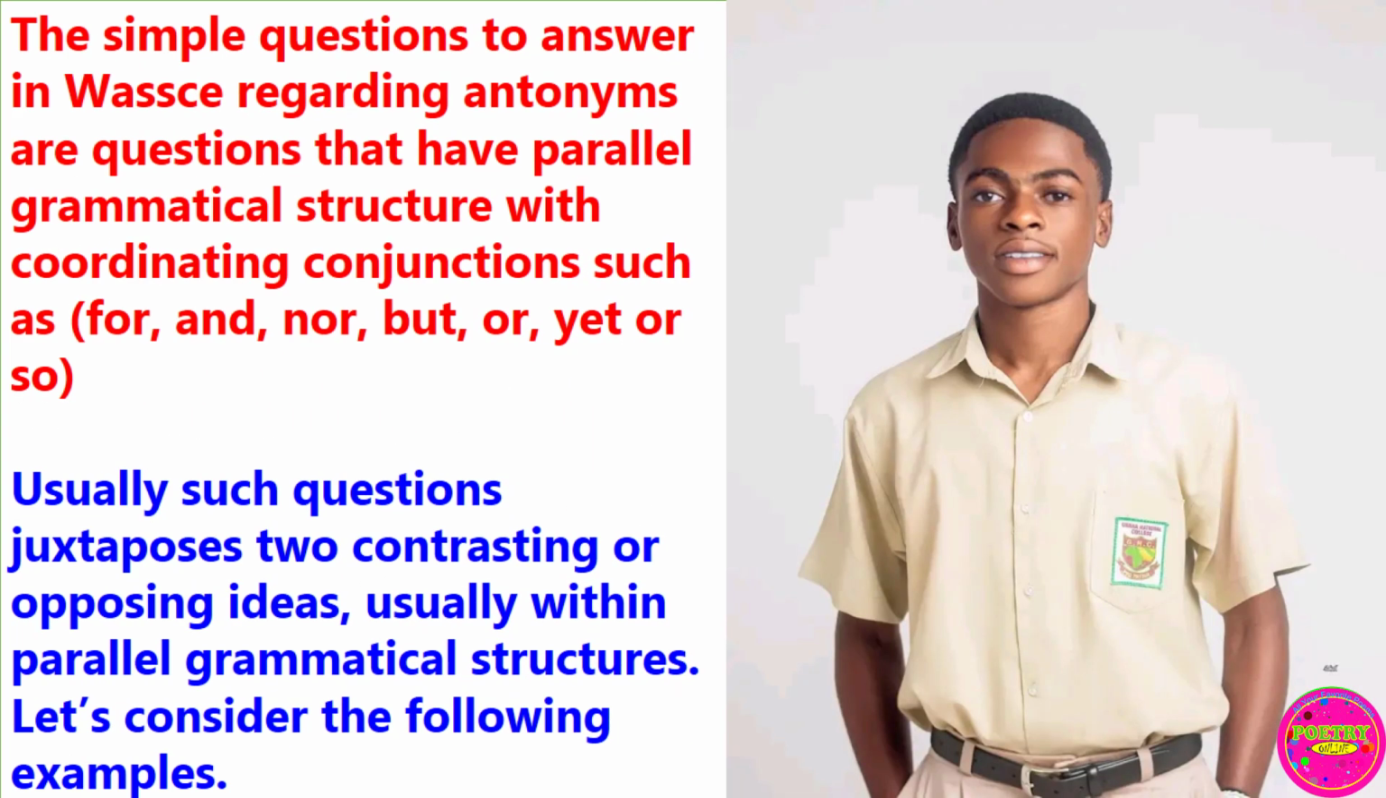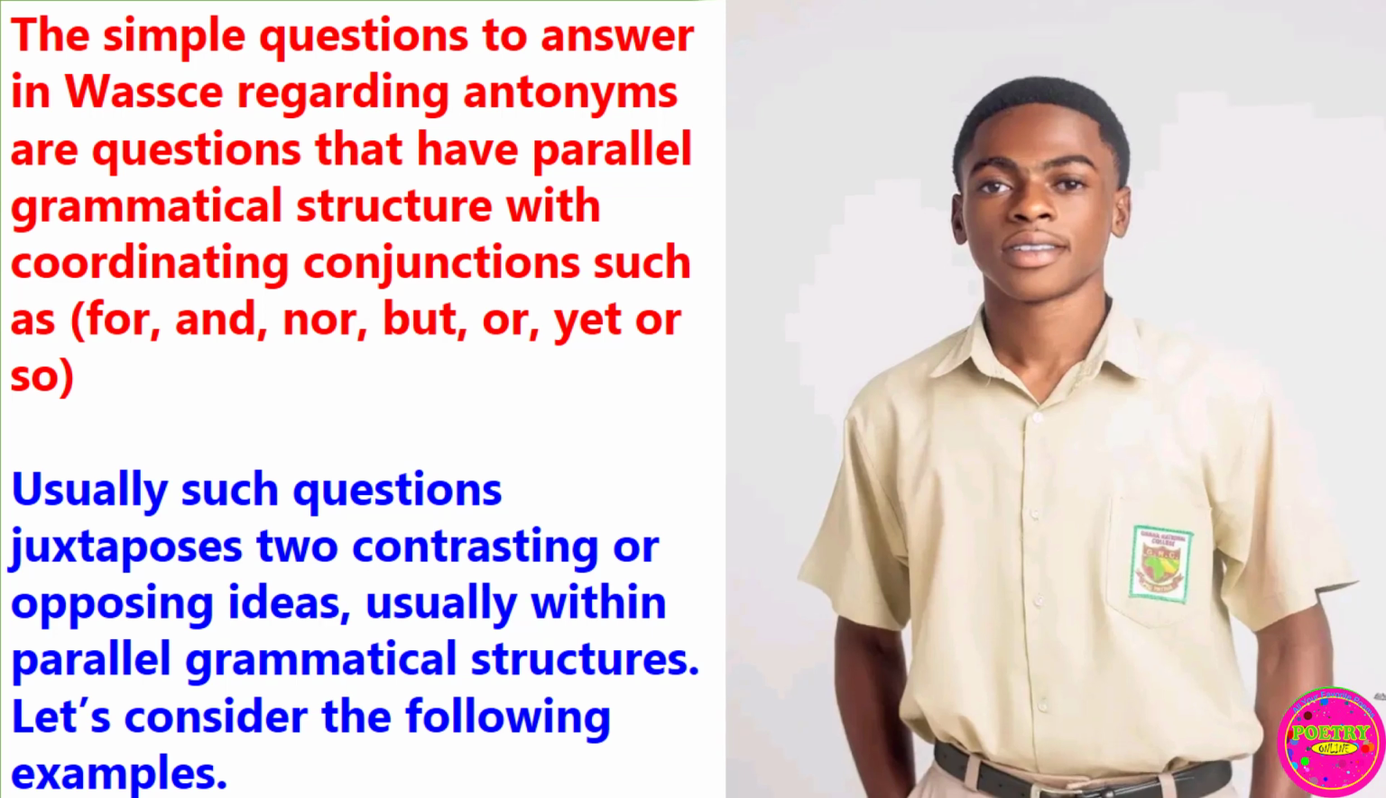So the simple questions to answer in WASSCE regarding antonyms are questions that have paragrammatical structure with coordinating conjunctions such as for, and, nor, but, or, yet, and so. Usually, such questions juxtapose two contrasting or opposing ideas, usually within paragrammatical structures. Let's consider the following examples.